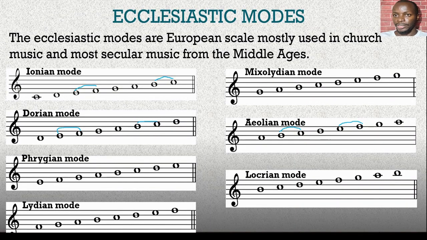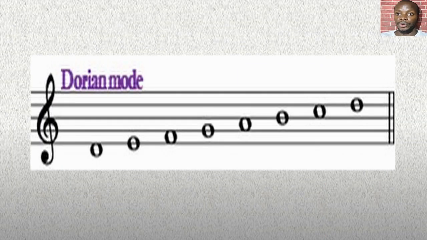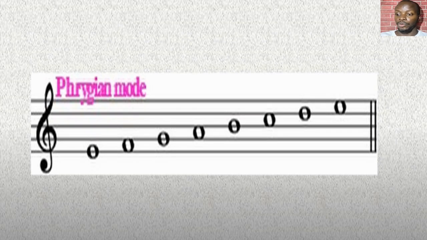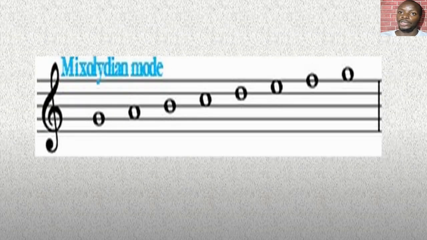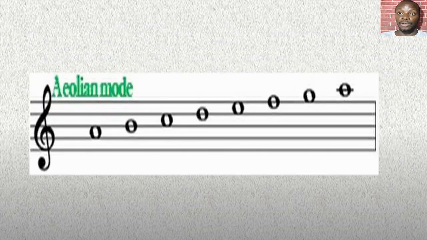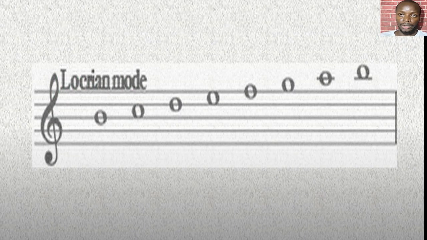So one important thing about the modes is the fact that they have 8 notes. And all these notes are planted on every letter of the music alphabet, right? So the Ionian mode was created on C, the Dorian mode created on D, the Phrygian mode created on E, the Lydian mode created on F, the Mixolydian mode created on G, the Aeolian mode created on A, and the Locrian mode created on B, right?